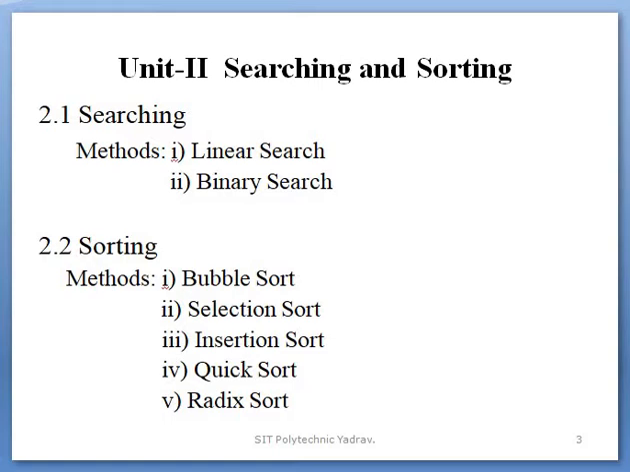In sorting there are 5 methods: bubble sort, selection sort, insertion sort, quick sort and radix sort. These sorts will be studied one by one. Now in this lecture we start the bubble sort method under sorting. Bubble sort is a technique or method of sorting.